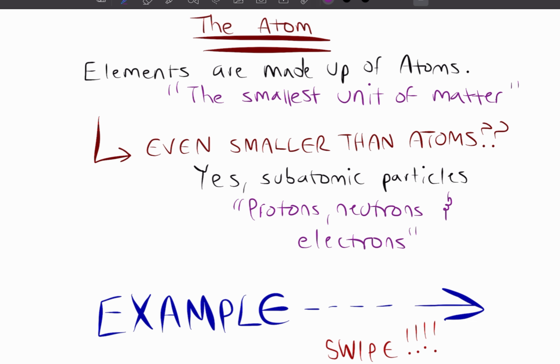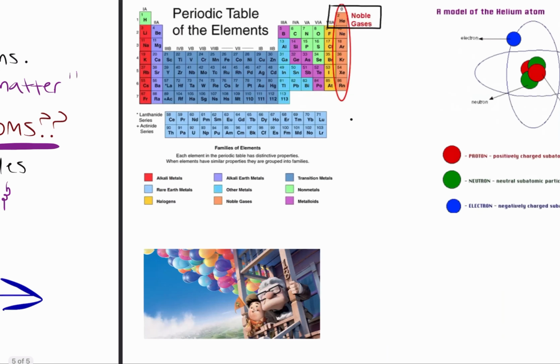So, okay, they're the smallest unit, but what do I have down here? Whoa. So now they can go even smaller? Yes. Even smaller than atoms? Yes. We have subatomic particles. Subatomic particles are protons, neutrons, and electrons. And if I swipe right, we can see an example.